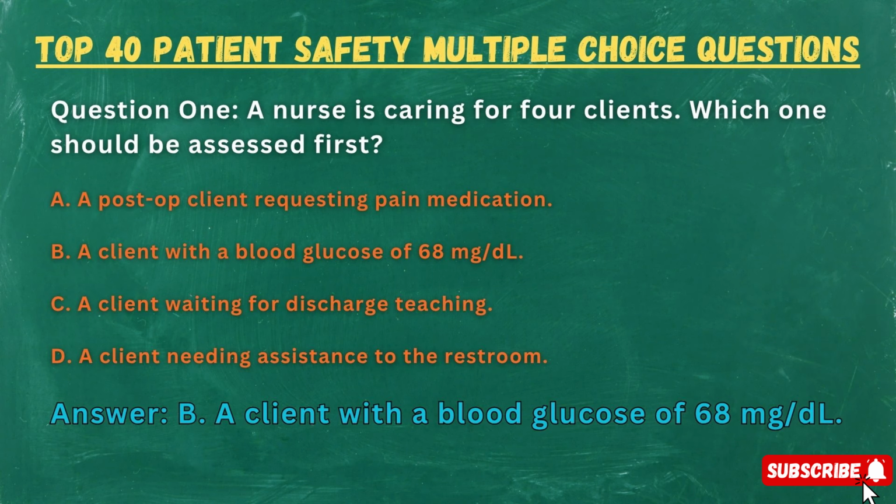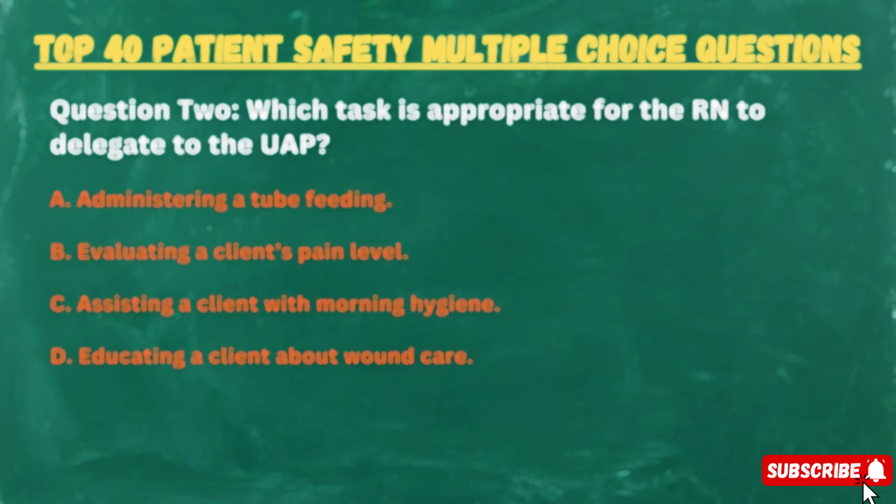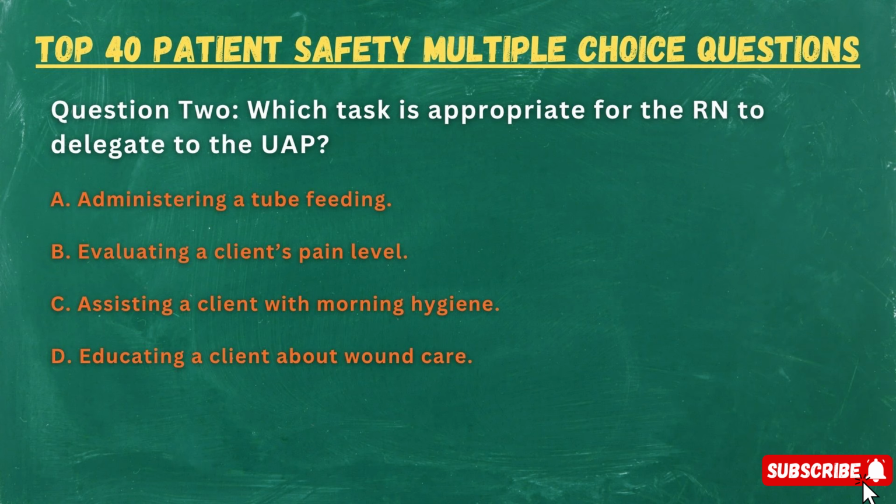Answer. B. A client with a blood glucose of 68 milligrams per deciliter. Question 2. Which task is appropriate for the RN to delegate to the UAP? A. Administering a tube feeding.